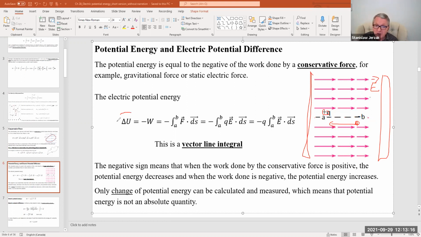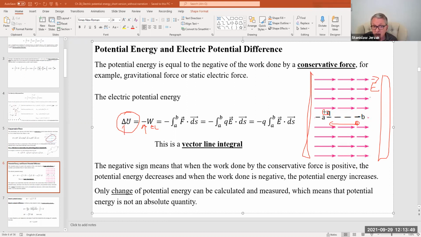But that change of potential energy, which I here designated by delta U, is equal to the negative of the work done by that electric force. So if you calculate the work by the electric force and change the sign, that will give you the proper sign of the change of potential energy. And we will always be calculating just the change of potential energy. Only the change of potential energy has sense.